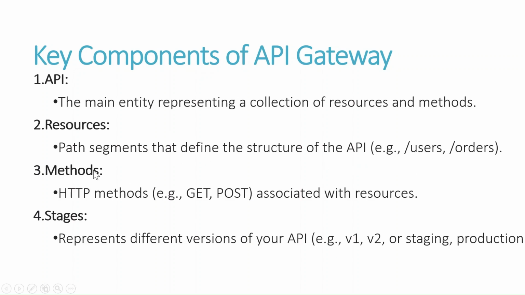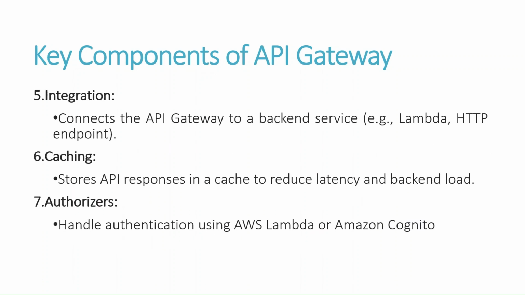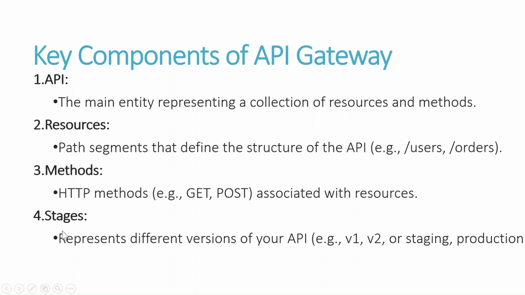And the third one is methods. So HTTP methods like get, post, are associated with the resources. So the actions a user can perform on the resources based on the HTTP verbs, like get, post, put, and delete. So for example, a get method request for users retrieves information, while a post to orders places a new order. And fourth one is stages. They represent different versions of your API, for example V1, V2 or staging, production.